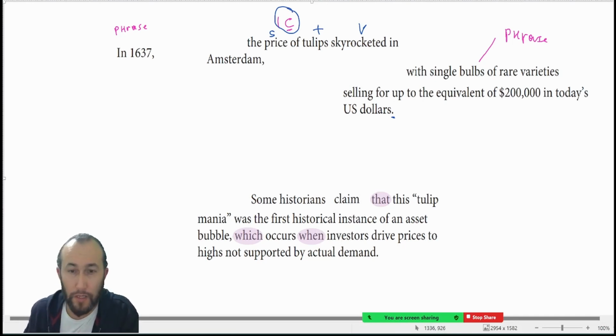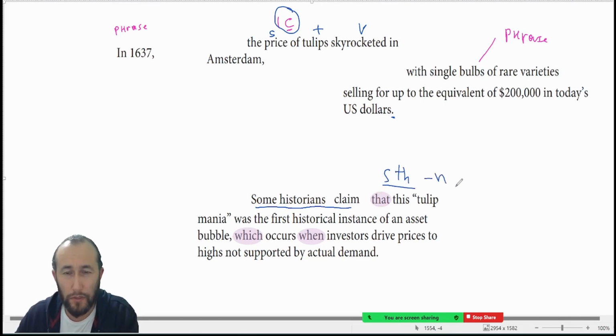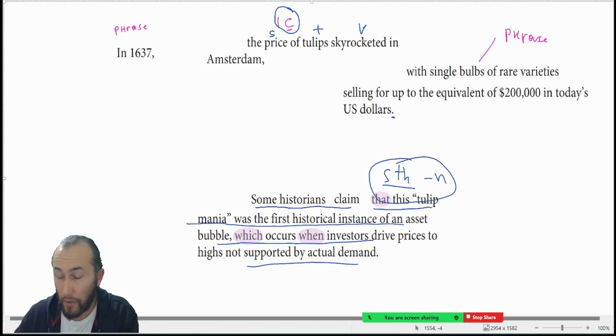Okay. Now I'm going to separate them. First of all, some historians claim something. So in place of "something," we are using "that this tulip mania was the first historical instance of an asset bubble." The something is the object, which is a noun. But in place of a noun, as you can see, all of it, we are using clauses. All of this is coming in place of something. So this one we call a noun clause.